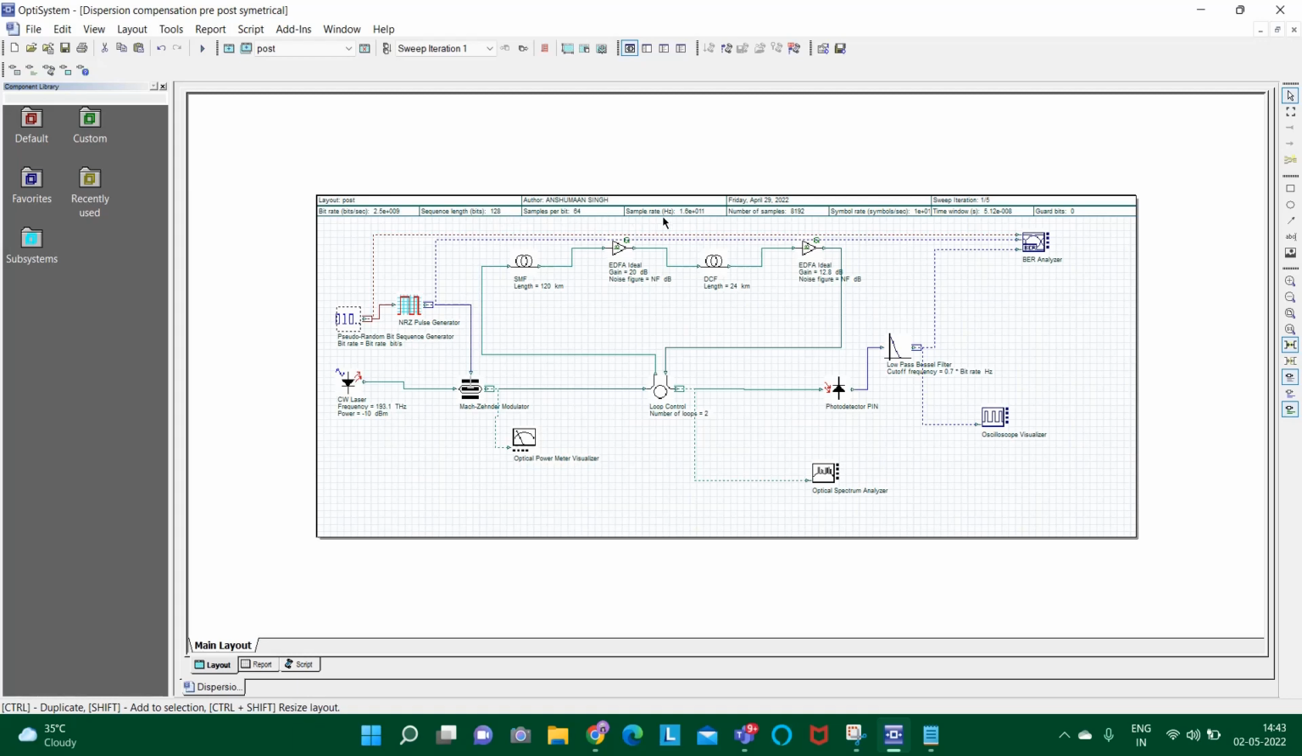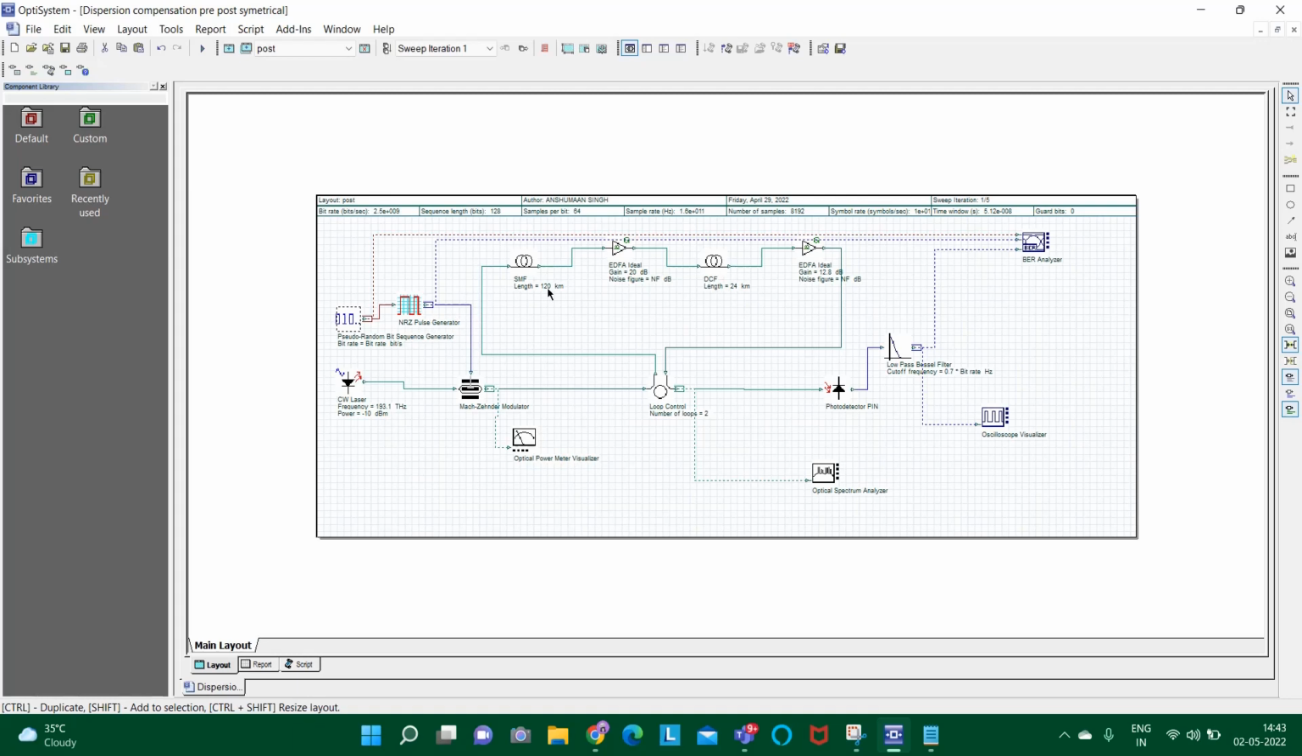The sample rate, in hertz, is 1.6 times 10 to the power 11. The number of samples is 8192. The symbol rate is 1, and the time window is given, and the guard bits are there. So this is all about the pseudo random generator. This is the NRZ pulse. This is my SMF, the single mode fiber, and this is my DCF, which is a dispersion compensating fiber.